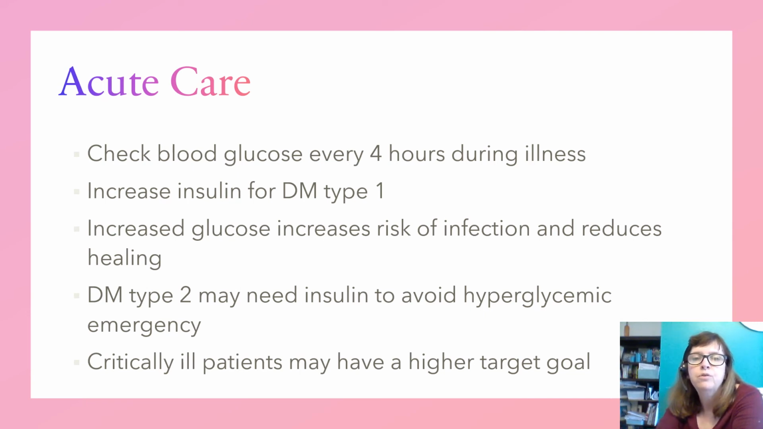Increased glucose increases risk for infection and reduces healing. Type 2 diabetics may require insulin to get over this hump and avoid a hyperglycemic emergency. Critically ill patients may have a higher target goal of 140 to 180 milligrams per deciliter and may get insulin if glucose is consistently greater than 180.